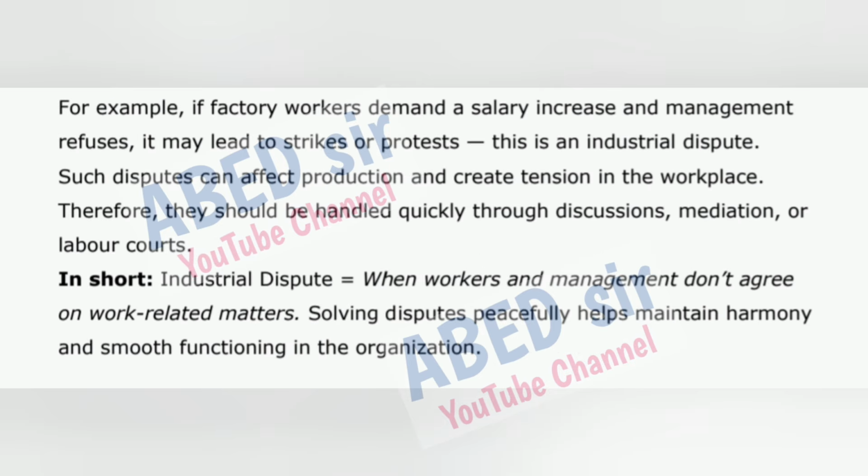For example, if factory workers demand a salary increase and management refuses, it may lead to strikes or protests. This is an industrial dispute. Such disputes can affect production and create tension in the workplace. Therefore, they should be handled quickly through discussions, mediation, or labor courts. In short, industrial dispute is equal to when workers and management don't agree on work-related matters. Solving disputes peacefully helps maintain harmony and smooth functioning in the organization.